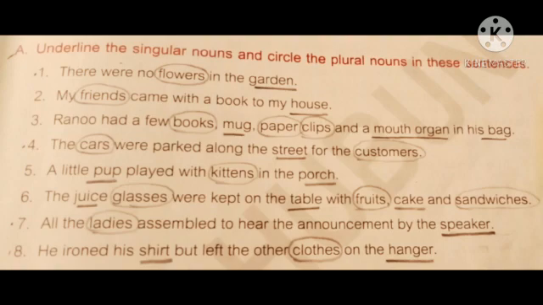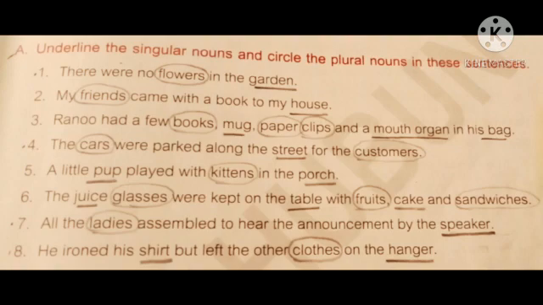First, there were no flowers in the garden. Circle flowers because many flowers. Underline garden, single garden. Second, my friends came with a book to my house. Circle friends because many friends. Underline house, only one house.